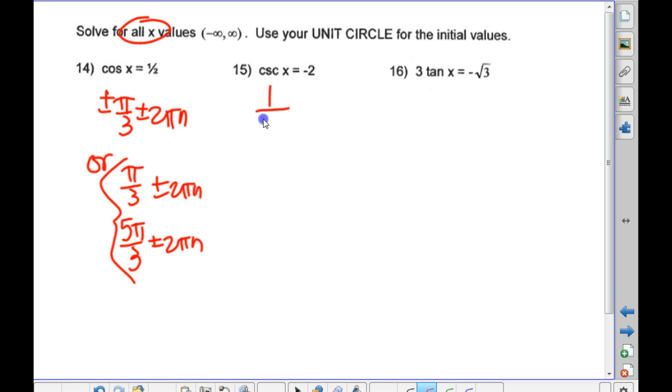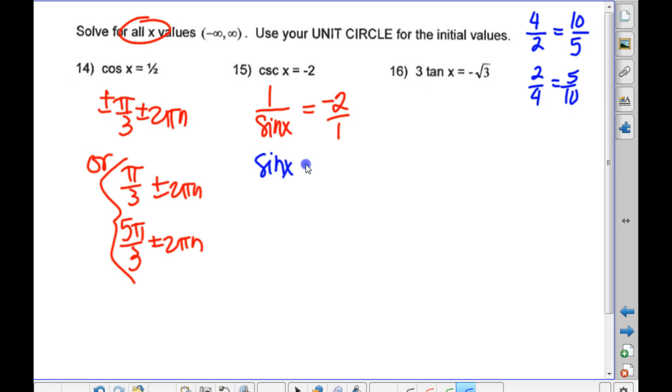If I write cosecant is 1 over sine, and this side would just be negative 2 over 1, right? Now, I flipped them both over, but I want to talk about why that's okay. If you have 4/2 is equal to, I don't know, 10/5, are those equal, guys? They're both equal to 2. Is it true if I flip them over, are they still equal? Okay, so it's all right to just flip them both over as long as you do it to both of them. So this would become sine x over 1 equals 1 over negative 2, which would be negative 1/2.